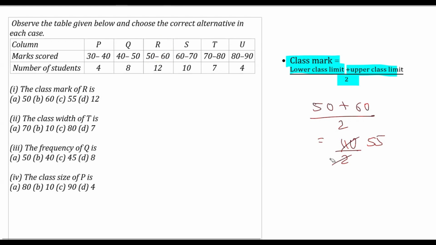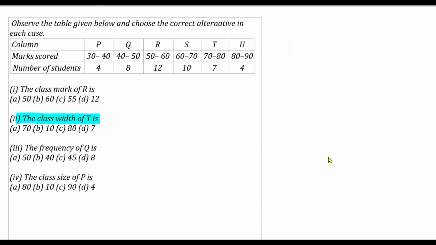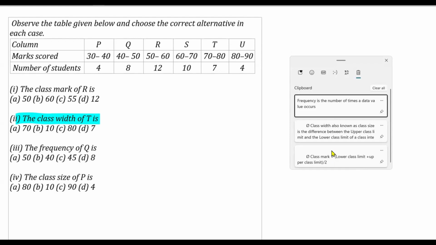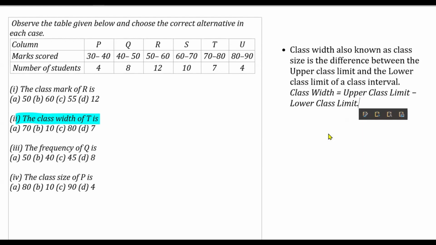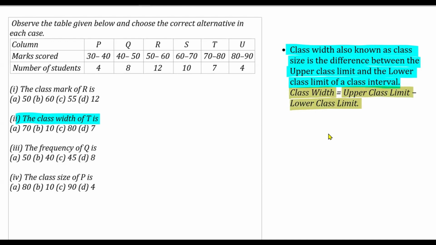Now, if I see the next one, it says the width of this class. Now, width of the class is also known as class size, right? Width of the class and class size are the same thing. Once again, you should know that width of the class, or class size, is the difference of the upper class limit and the lower class limit of the class interval. In short, class width is upper class limit minus lower class limit.